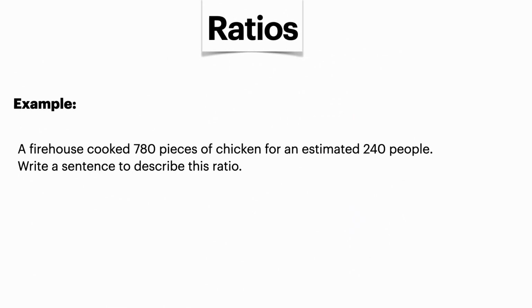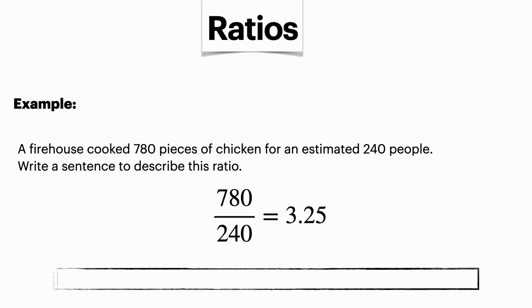In this example, a firehouse cooks 780 pieces of chicken for an estimated 240 people. Write a sentence to describe the ratio. In this case, we don't need to convert the units. We have pieces of chicken compared to people, but we might be interested in how many pieces of chicken each person could get. So we have 780 over 240. If we converted that to a decimal, that would be 3 1/4. So each person could get 3 pieces and a quarter, right? There's a little bit left over, which is nice.